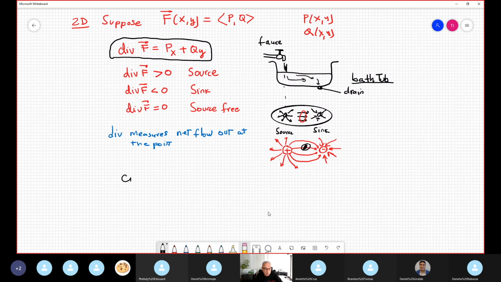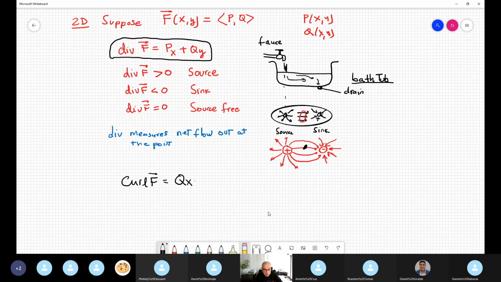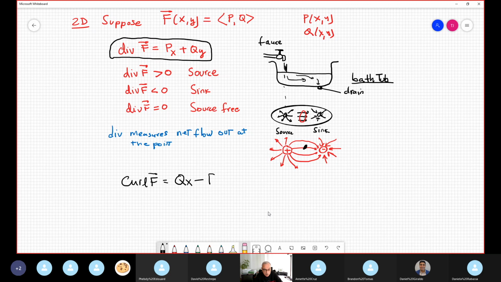Now we study the curl of the vector field. Curl of a vector field. The definition is partial derivative Q with respect to x minus partial derivative P with respect to y. It's a definition a little bit different, and the meaning is totally different. Totally different.